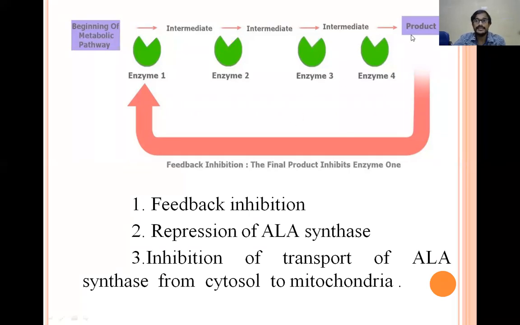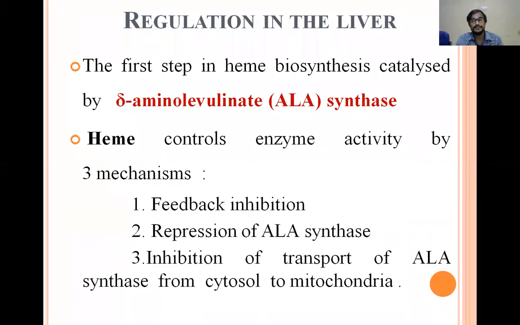So in this case, the product is the heme and the first enzyme is the ALA synthase. So the heme is inhibiting the first enzyme ALA synthase by feedback inhibition. So this is feedback inhibition.